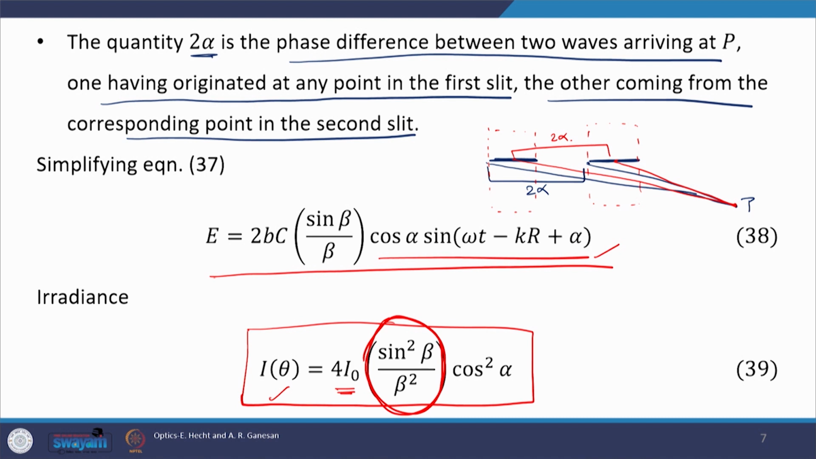Each slit has its own diffraction pattern, and this resembles the single slit diffraction pattern, because in the single slit diffraction pattern too we saw this sin square beta upon beta square term. But this term is something new which is coming due to the presence of the other slit. Had there been only a single slit, this term would have been there only, but the cos square alpha term is appearing due to the presence of the second slit.